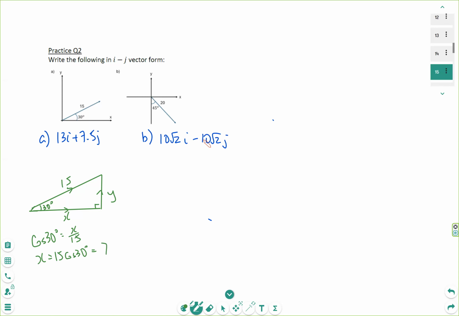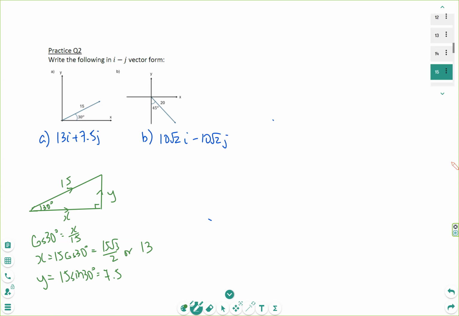You should get 7.5? No, I think, 15, hang on, 15 cos 30 is 12.99. So I got 13. Or you can put 15 root 3 over 2, or just 13. And y is 15 sine 30 degrees, which is the same as 7.5. Okay, it's trigonometry.